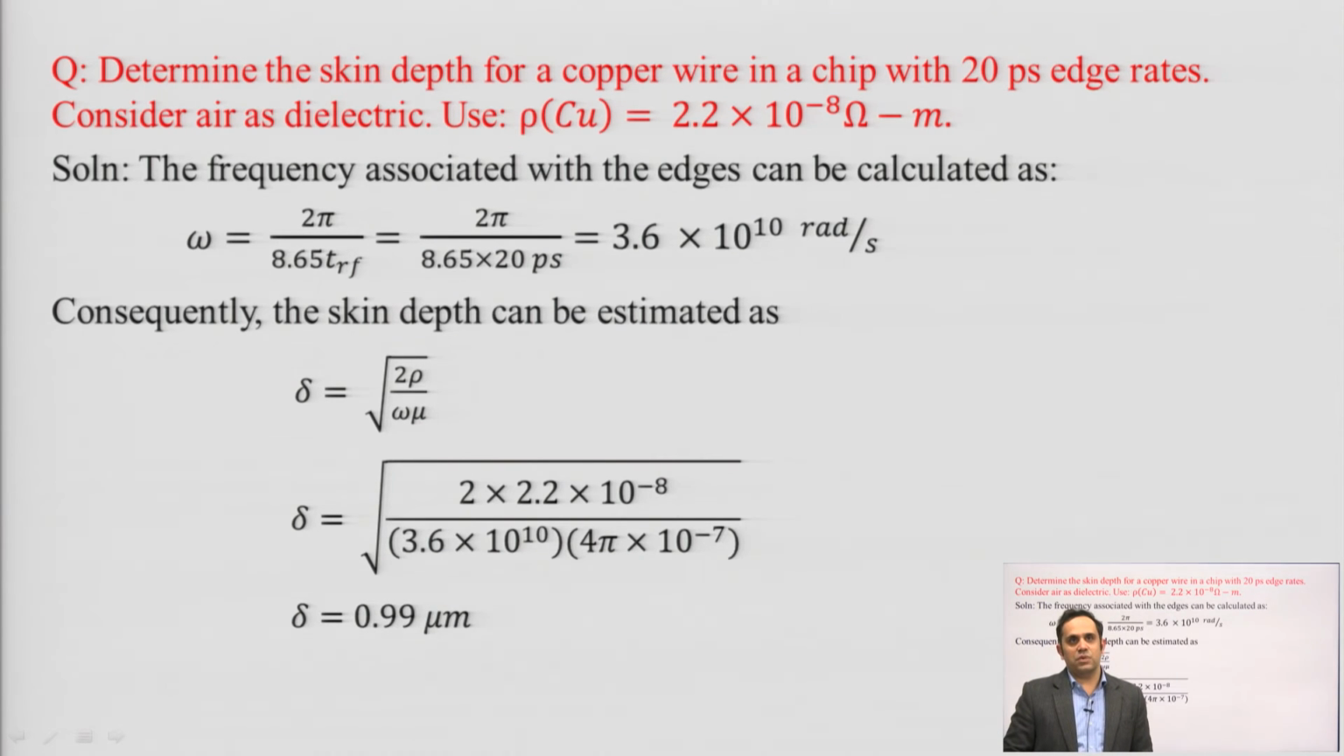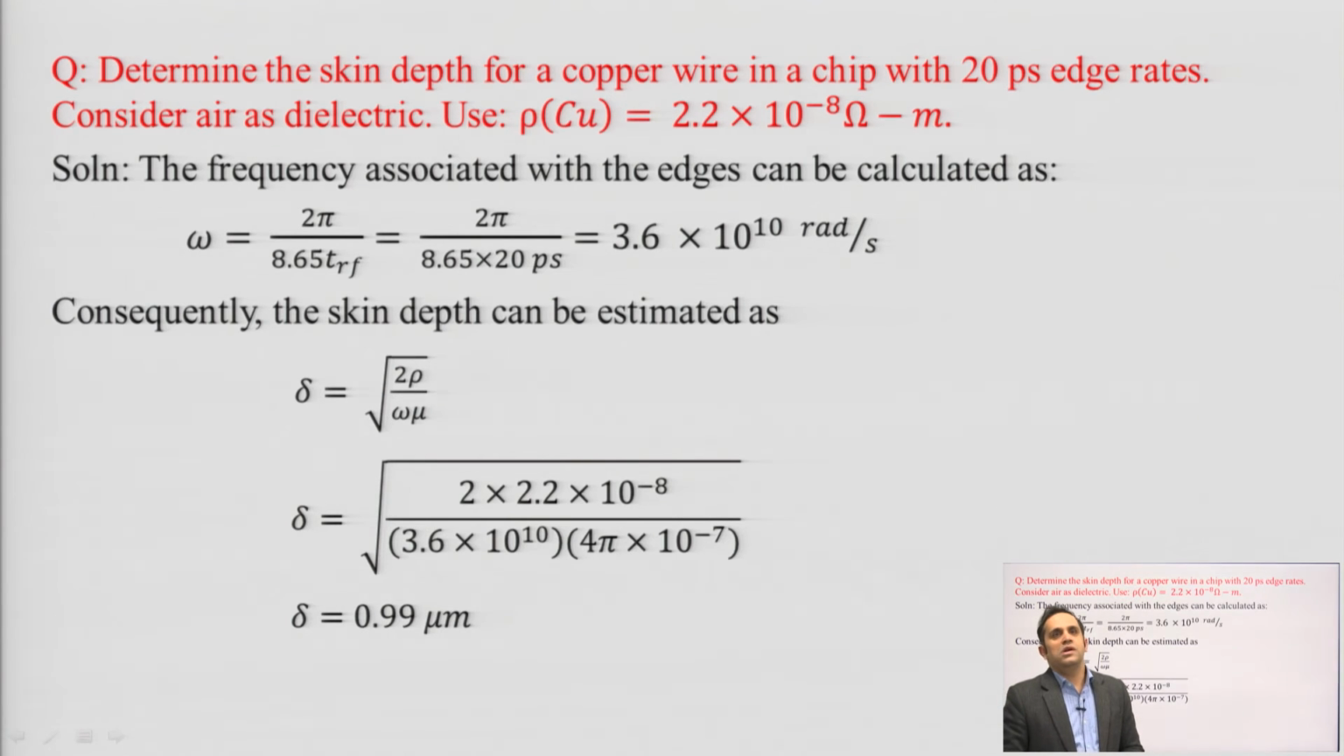Let us take one example on calculating skin depth. If you are given a copper wire, as you know, copper is now the most preferred metal for producing interconnects. Initially it used to be aluminum, now it has been replaced with copper for quite some time. So, for a copper wire inside a chip or an IC, it is displaying 20 picosecond edge rates. Consider air as the dielectric. So, the dielectric which separates different interconnects is nothing but air. Air, as you know, is a dielectric, and the resistivity of copper is also given.